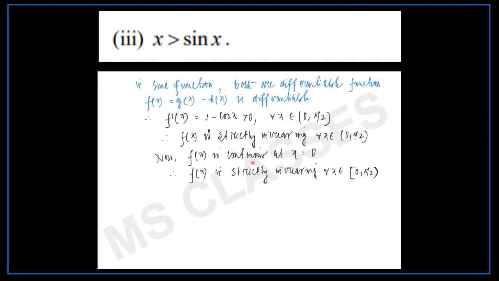Now, why it is continuous? Because we can check f of 0 equal to limit x to 0 of f of x. So, it's strictly increasing, and this implies f of x is greater than f of 0, which is 0. What is f of x? x minus sin x greater than 0. And this gives x greater than sin x, which is the point.